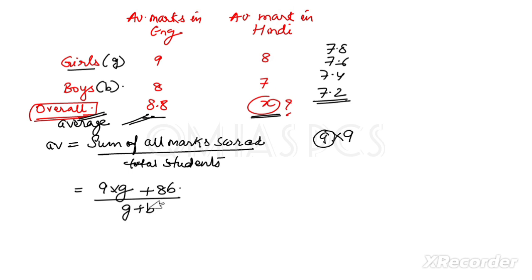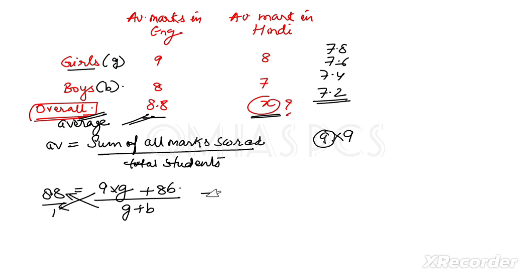Obviously girls plus boys will be the total number of students, and that average is given as 8.8. Now we know how to cross multiply this one. I have already told you the cross multiplication method. Just multiply this one and this one. Here is 1. If nothing is there, there is 1.